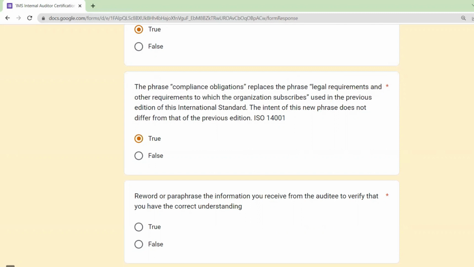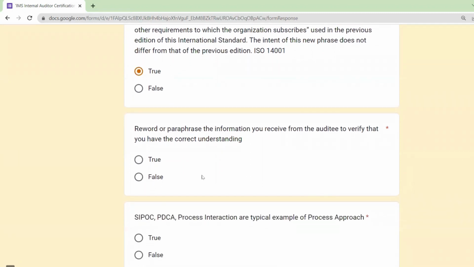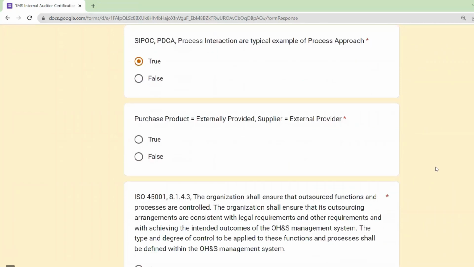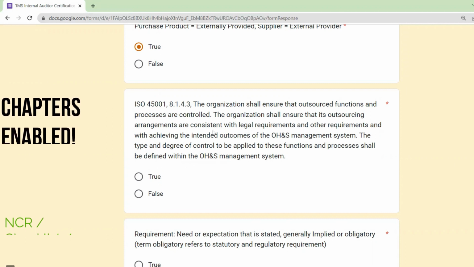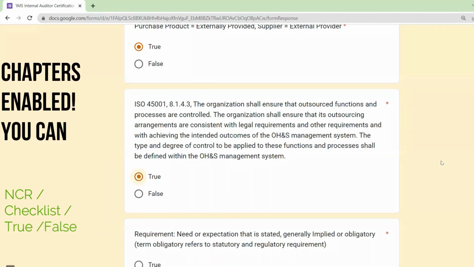Yes, true. Reword or paraphrase the information you receive from the auditor to verify you have a correct understanding. That's right. And SIPOC, PDCA is a process approach example. Yes, right. Purchase order and externally provided are the same. Yes, right. And in 14001 and 45001, 8.1.4.3, the organization shall ensure the outsourced functions and processes are controlled, and the organization shall ensure the outsourcing arrangements are consistent with the legal requirements. Yes.